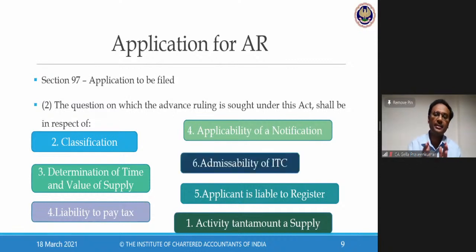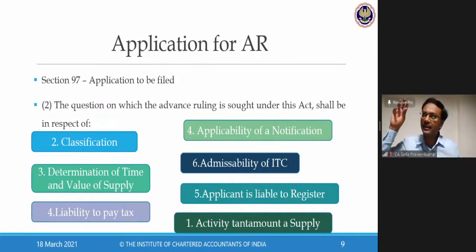Finally, admissibility of input tax credit. Having registered, please tell me, can I enjoy the benefit of input tax credit on this particular transaction? So totally, there are 7 questions. I've clubbed them into these particular buckets. For your convenience, you can make a note in your working note.